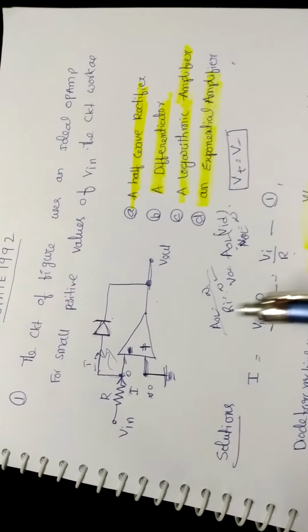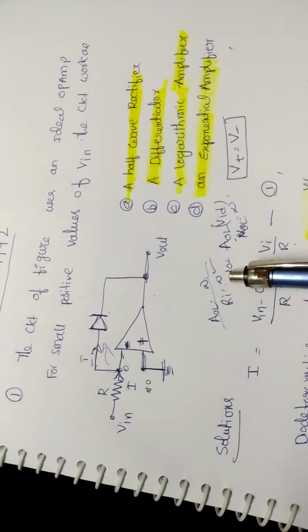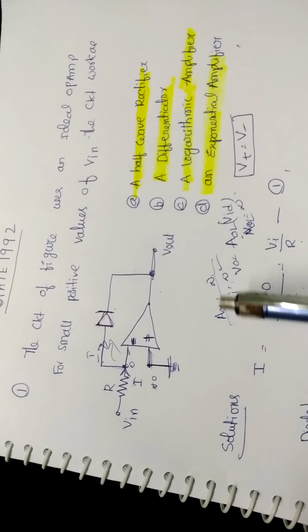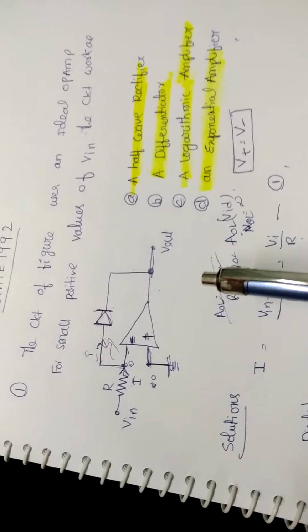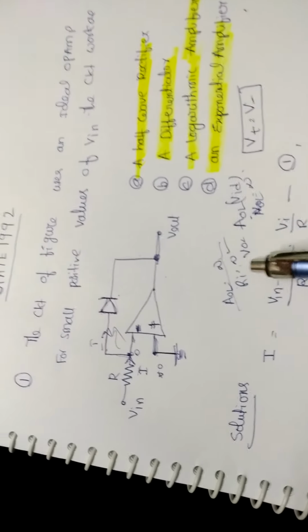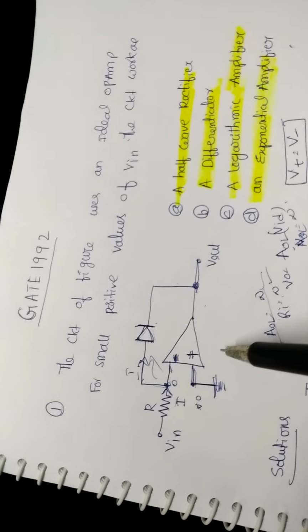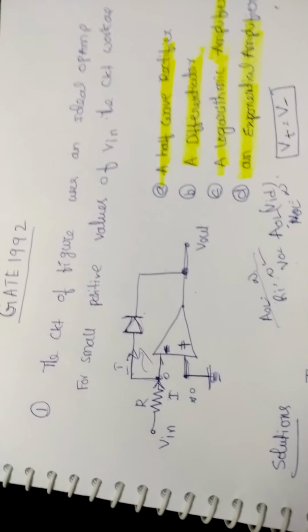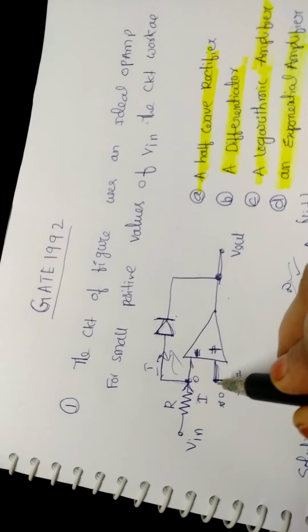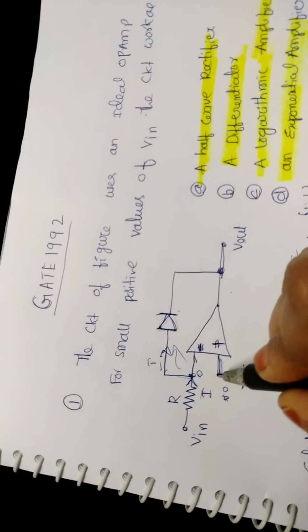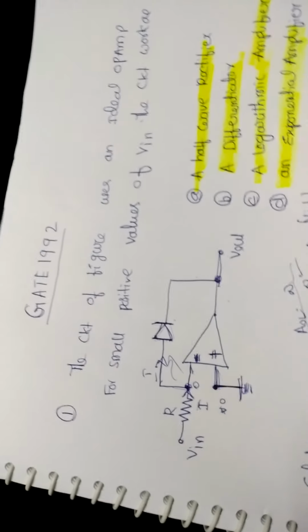So ideal operational amplifier means you have to remember these two golden rules. One is input impedance, input resistance, is infinity, and the open loop voltage gain of the ideal operational amplifier is also infinity. Because of these two points, the input current entering the operational amplifier is 0, because the input resistance is very high. And high open loop gain means, due to the virtual ground concept, that the voltage at this node is equal to the voltage at this node.